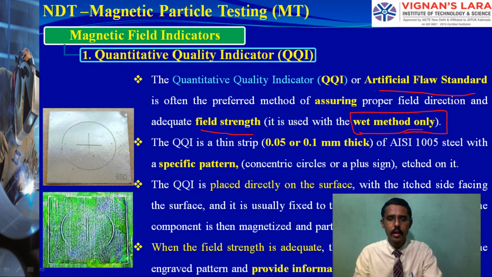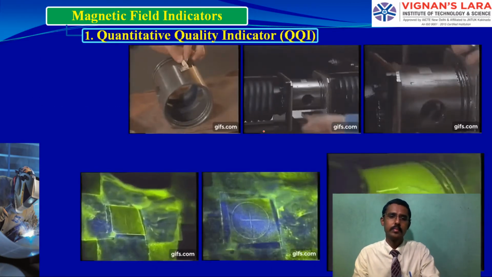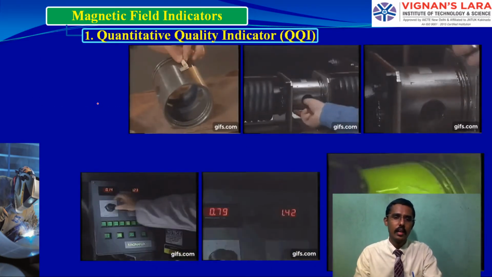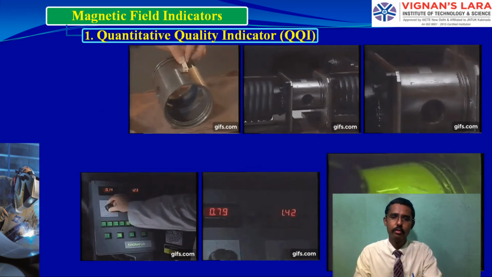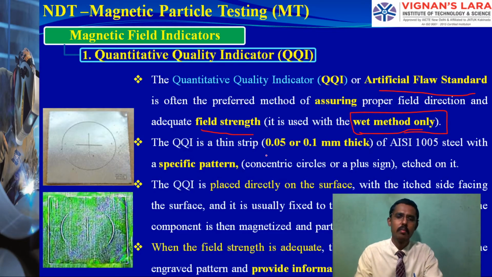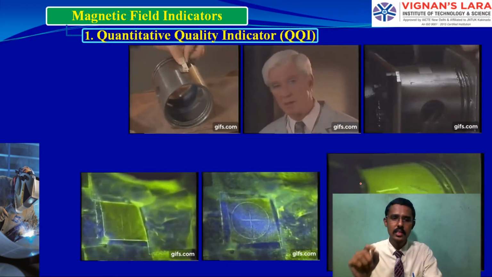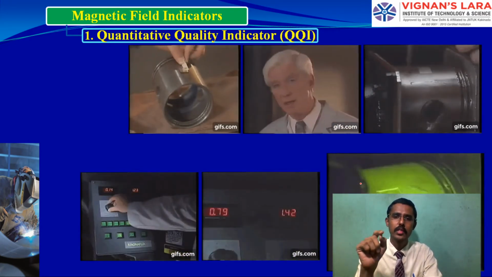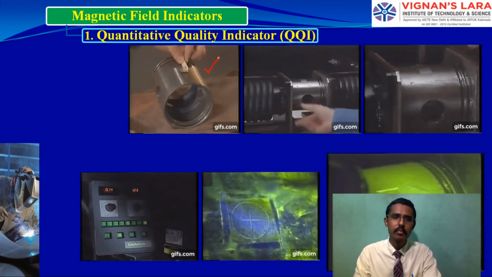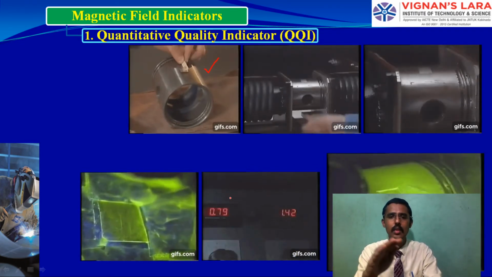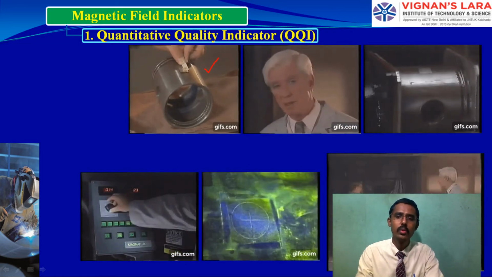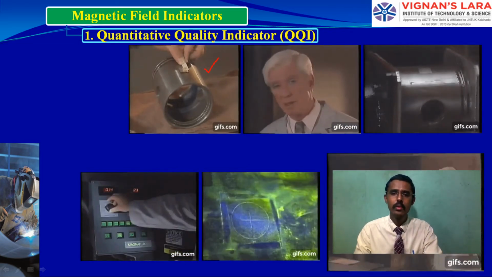You see, we are using a small strip of ferromagnetic material, very thin, 0.005, 0.02, 0.1 mm of thickness. What I am trying to do here is placing this thin 0.1 mm sheet over the specimen. What happens? It is sticking over the specimen where we are going to do inspection.